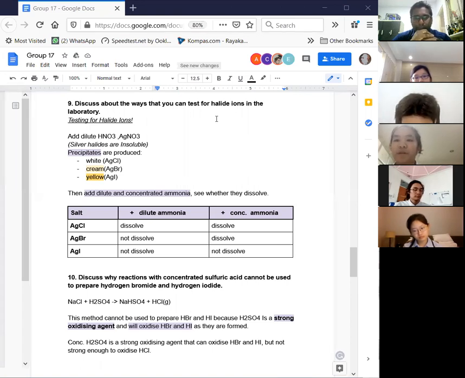Next, if you have trouble differentiating the colors, you can also add dilute and concentrated ammonia. For AgCl, it will dissolve in both dilute and concentrated ammonia. AgBr will only dissolve in concentrated ammonia, while AgI will not dissolve in any of those.